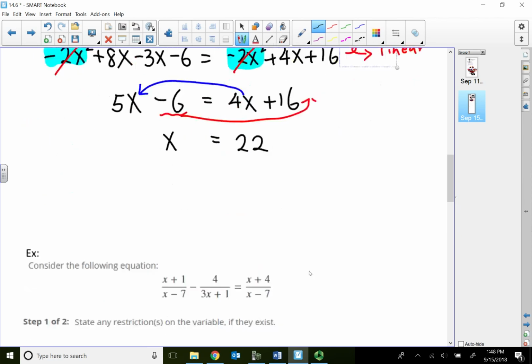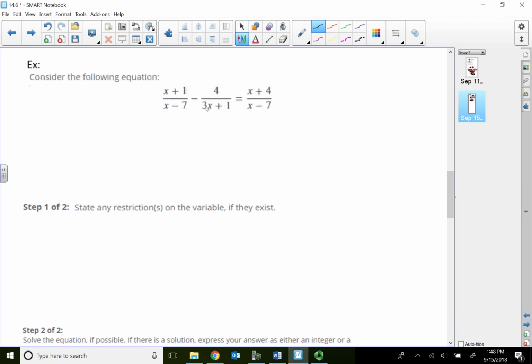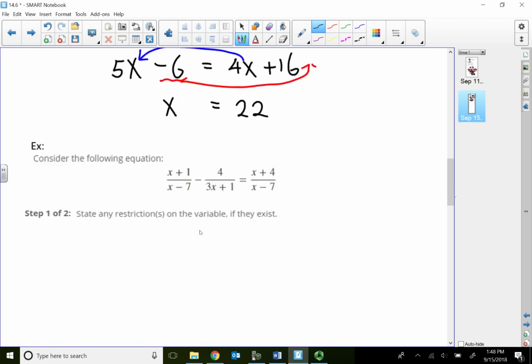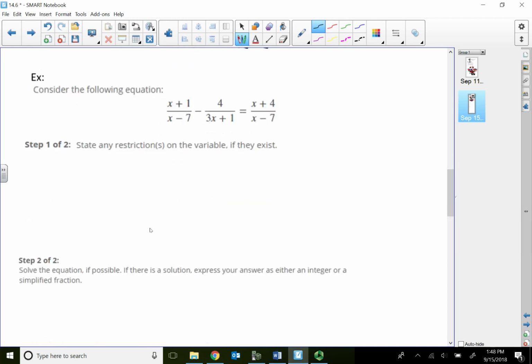Alrighty. Let's try another one. All right, so they all work the same way, okay? They all kind of work the same way.